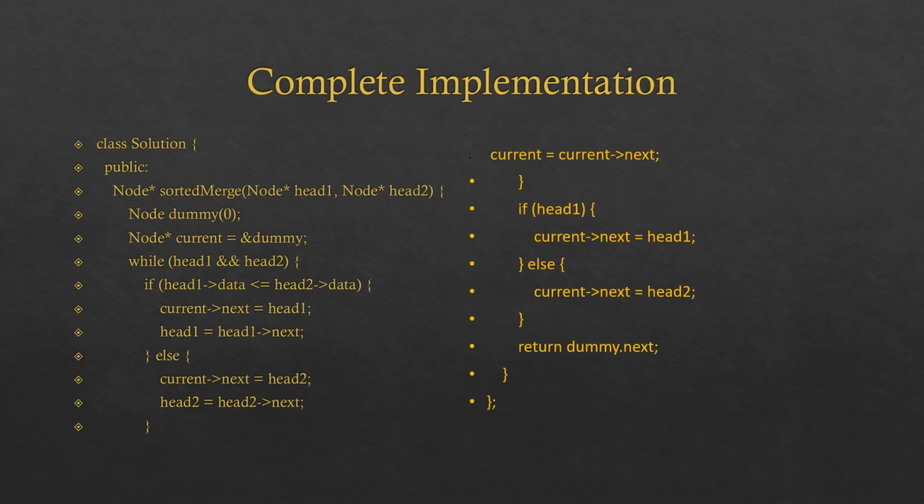Here's the complete C++ implementation for this problem. The sorted merge function takes the heads of the two input lists, creates a dummy node, and proceeds with the steps we have discussed to merge the lists. The code is efficient and solves the problem in linear time relative to the number of nodes in both lists.